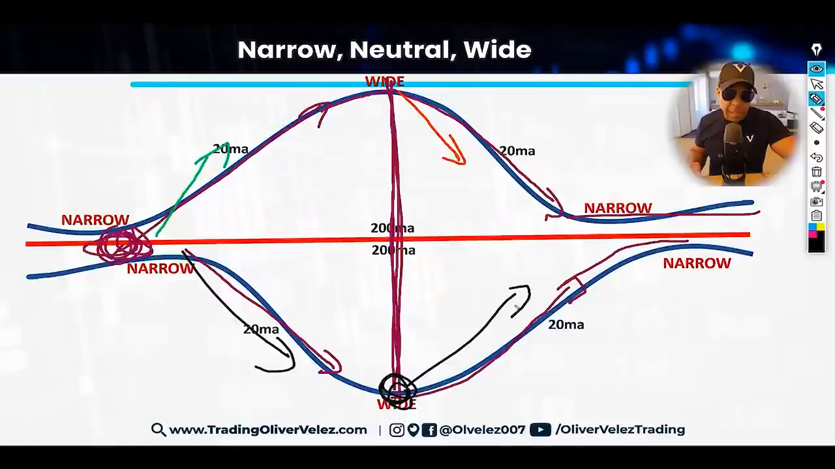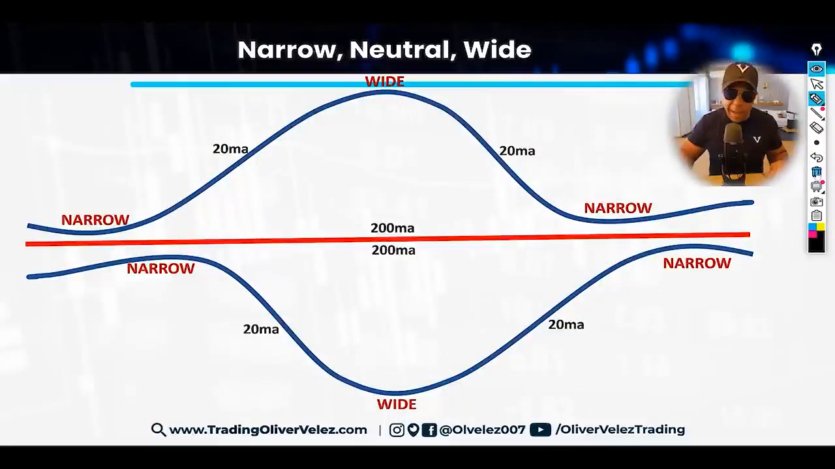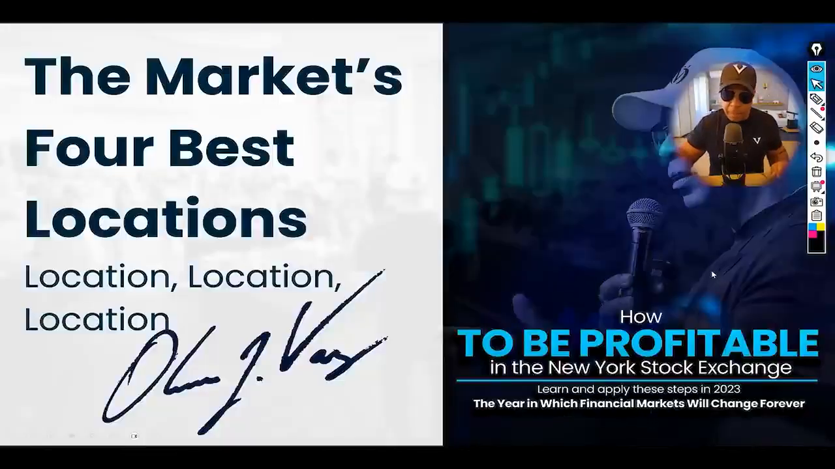Now let's get back to the teaching here. All right? Now, let's talk about the market's 4 best locations. So we had the cycle of how the market cycles through narrow, neutral, wide, wide, neutral, narrow, and repeat. Now let's talk about what are the 4 best locations to act along the way.